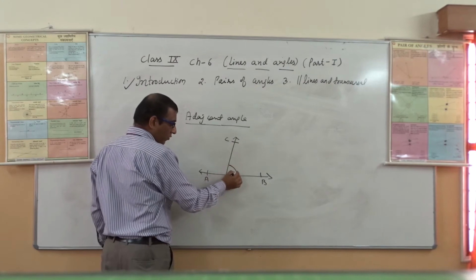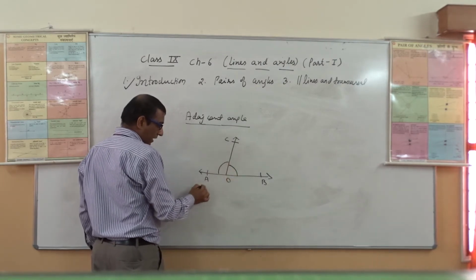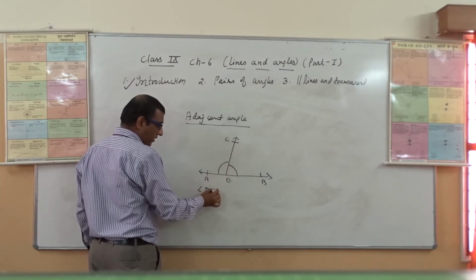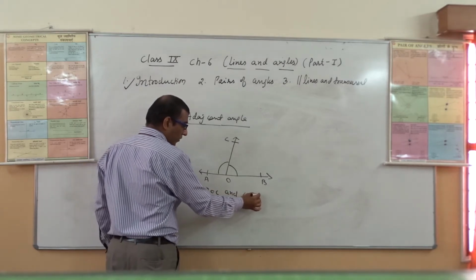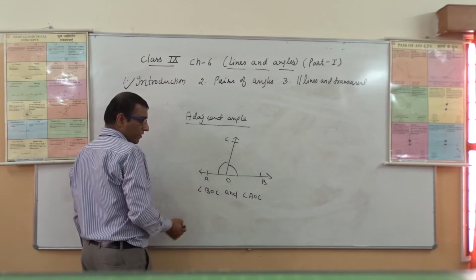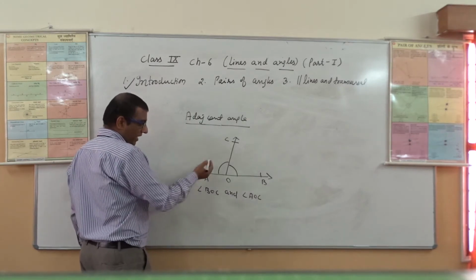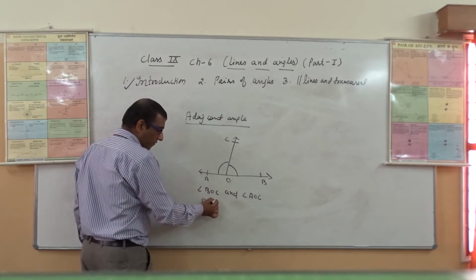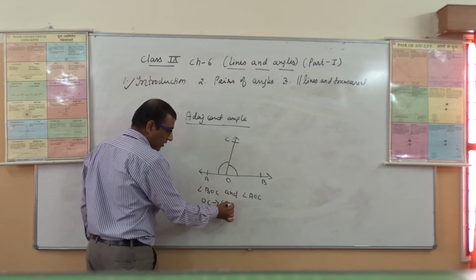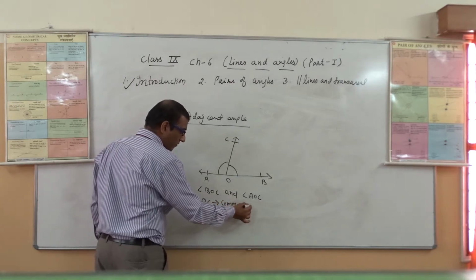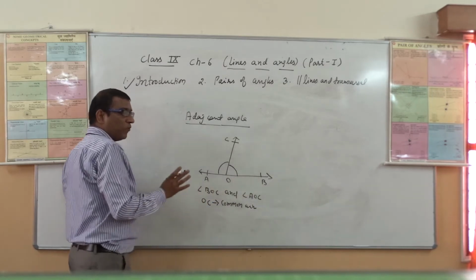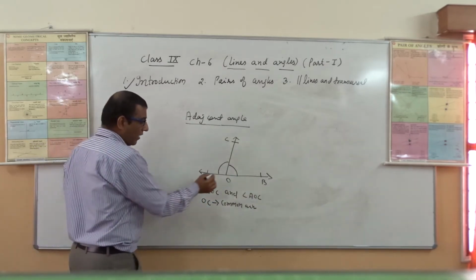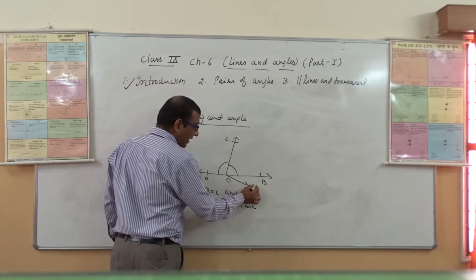If you see these two angles, angle BOC and angle AOC, these two angles are there, and OC is the common arm. And what about OA and OB? OA and OB both are non-common arms, and O is the common vertex.